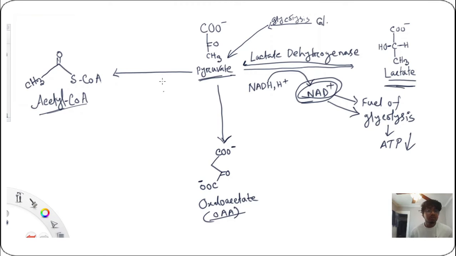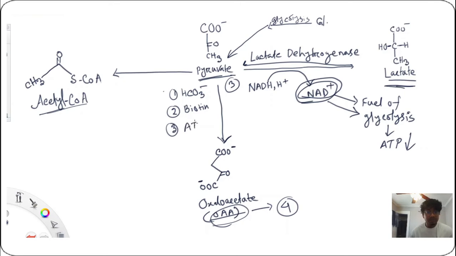And also here you can see that pyruvate converts to oxaloacetate. Oxaloacetate is 4 carbon and pyruvate is 3 carbon. To do that I need bicarbonate here and biotin, and also I need ATP. This enzyme is known as pyruvate carboxylase.